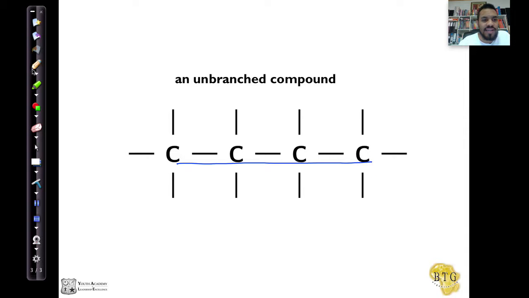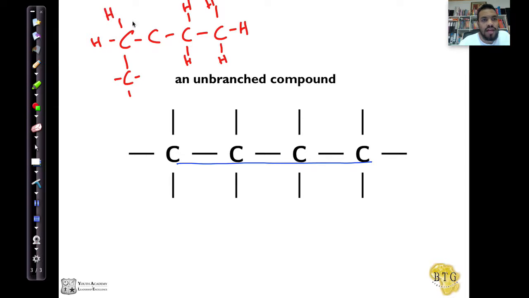So let's see, I'm going to give you an example over here, and I'm going to take a thin pen, a little bit thinner than the one I was using, and let's get some red going there. This here is an unbranched compound. And I suggest you also practice drawing out all these molecules the way you see them, with all the H's, all the dashes, all the little covalent bonds represented.